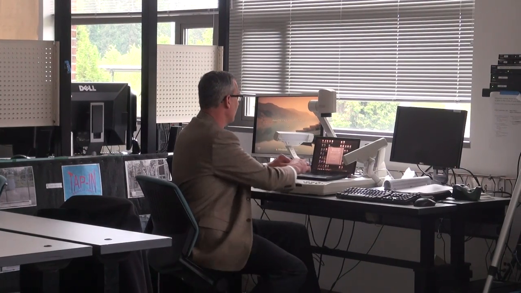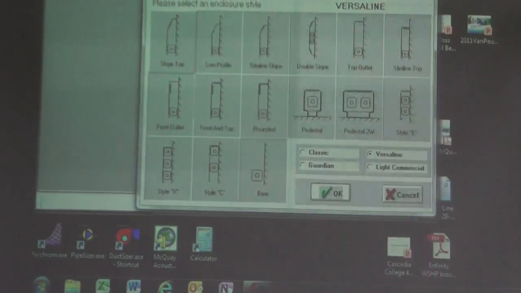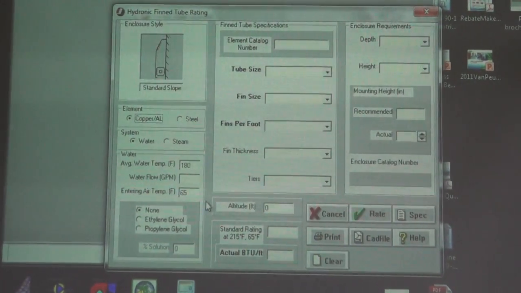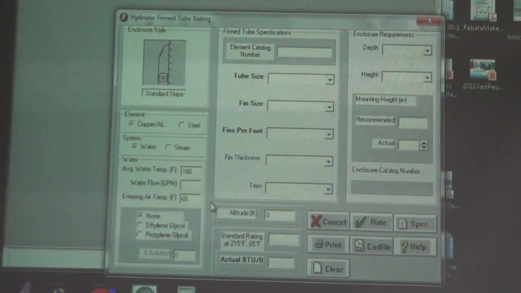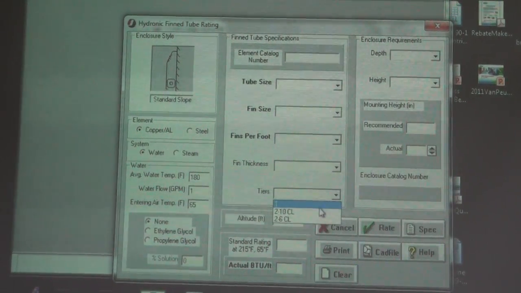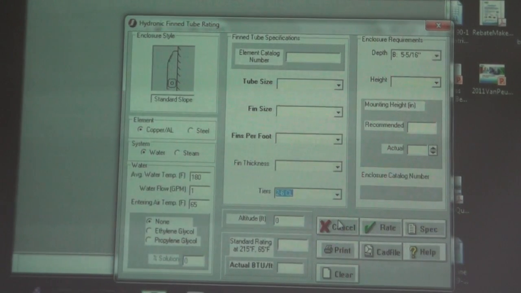You get diminishing returns as you stack tiers. And then you don't want to run water in serpentine. For example, this program only rates it assuming it's got parallel flows. So when I'm putting in a value, let's just take a slope top enclosure, wall mount, and I'm putting in the value for flow, 1 GPM, and I'm doing two tiers, the program is assuming that each tier has 1 GPM.